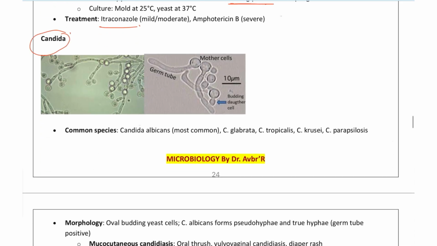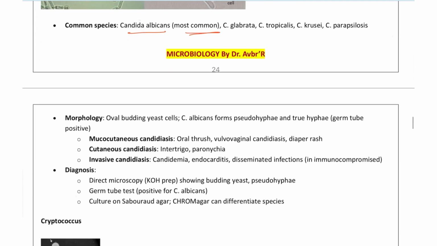Next, Candida. The common organism that is going to be caused is Candida albicans, commonly. This is an oval budding yeast cell with pseudohyphae, and true hyphae are seen in germ tube positivity. Most commonly, this is going to cause oral thrush, vaginal candidiasis, diaper rash in children, and also invasive disease in the immunocompromised: candidiasis in the blood infection, endocarditis, and disseminated systemic infections are also seen.